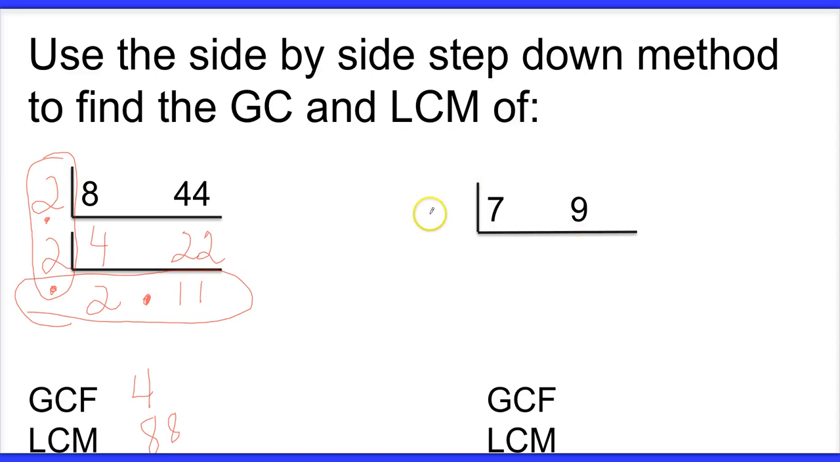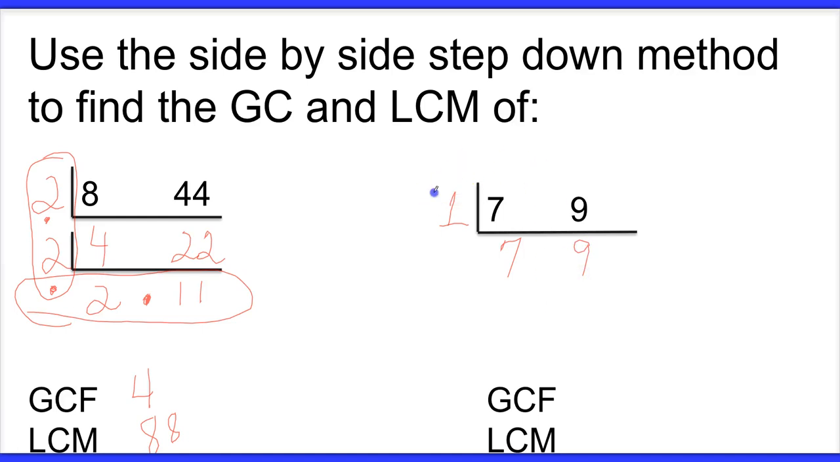Let's take a look at 7 and 9. Smallest prime number that will go into 7 and 9. There isn't one. But there is a factor, and that factor is 1. So 1 goes into 7, 7 times. 1 goes into 9, 9 times.